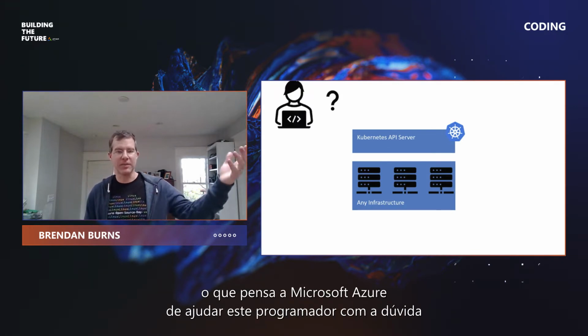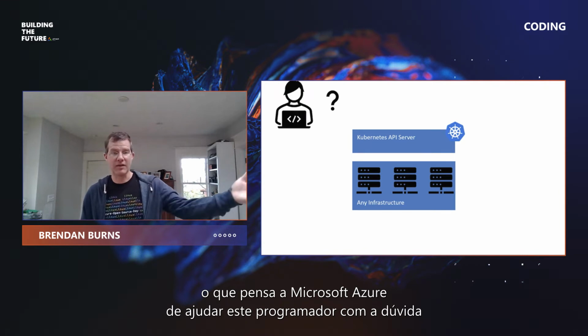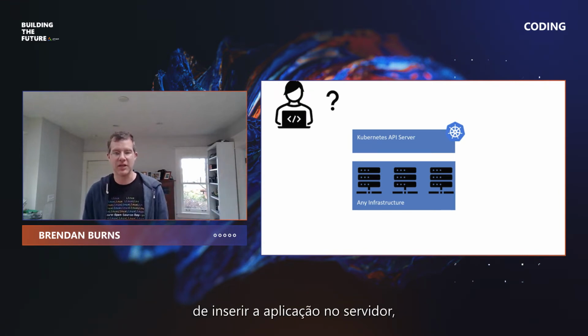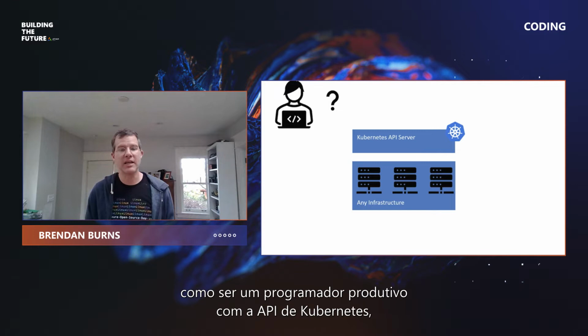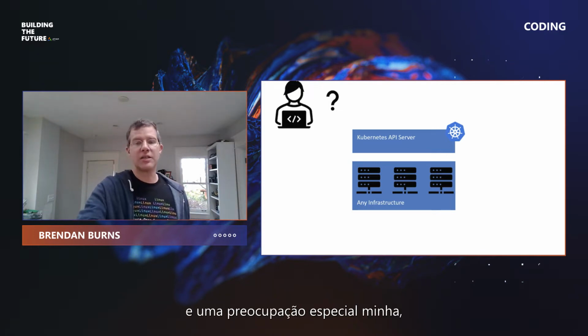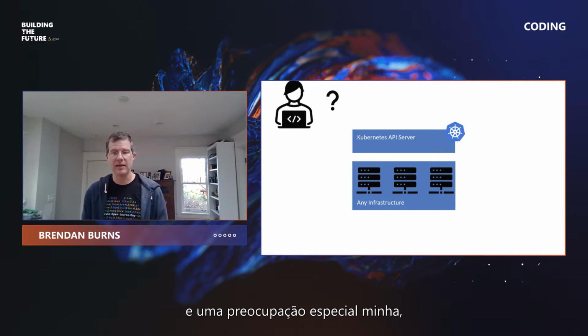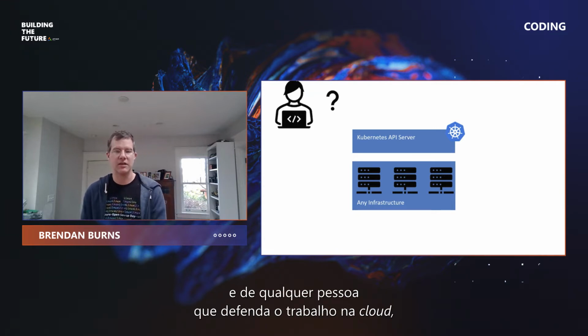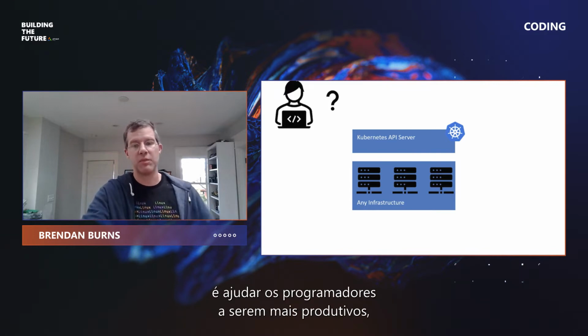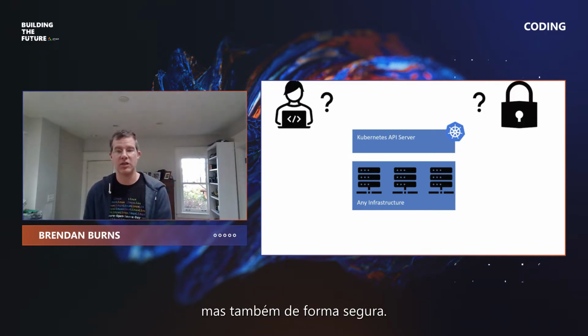So I'm going to spend the rest of the time talking about how Microsoft and Azure think about taking this developer who is going from a question mark, trying to figure out how they get their application onto the server, and how they can become a productive developer on top of the Kubernetes API. And then a special concern that I've been thinking about a lot lately, and many other people are, and is near and dear to anyone's heart who's working in the cloud, is how can we help developers be more productive, but also do it in a secure way?